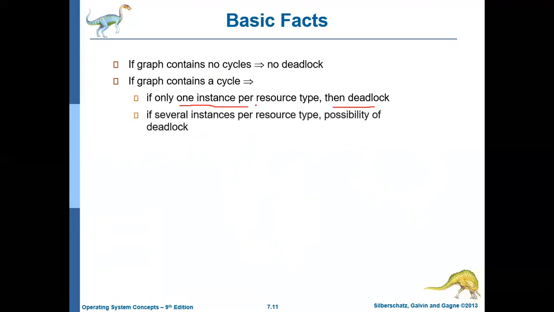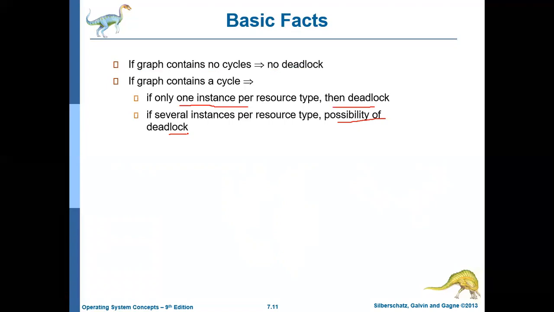But if there is a cycle and the resources involved in the cycle have multiple instances, several instances per resource type, then there is a possibility of deadlock, but we cannot confirm. You have to really look into it to confirm whether there is a deadlock or not, okay.